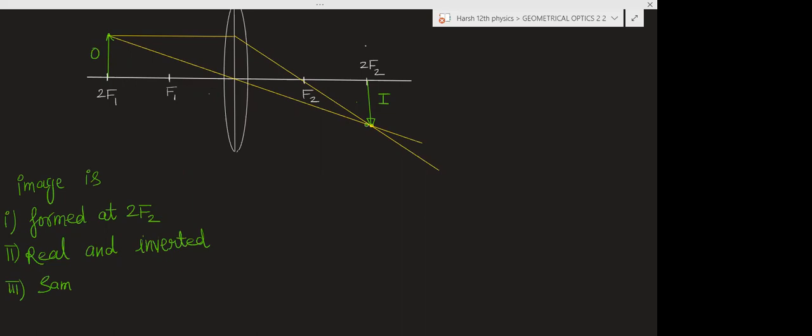Actually, on the retina the image is always formed real and inverted. But there are some light sensitive cells on the retina, I think named rods and cones.